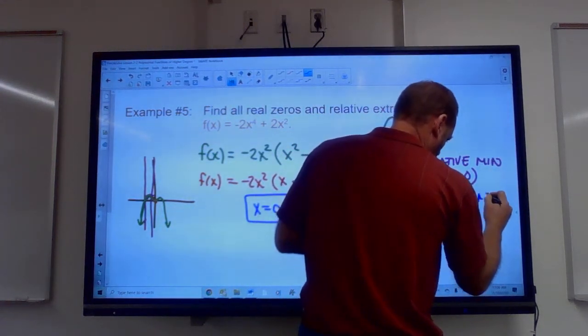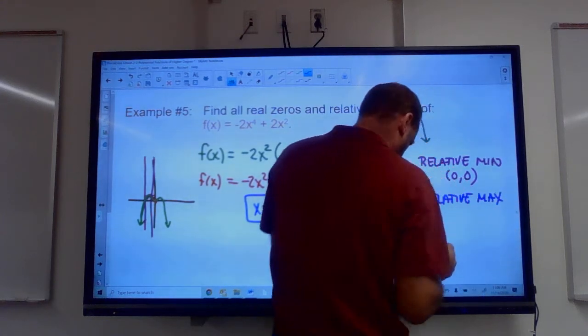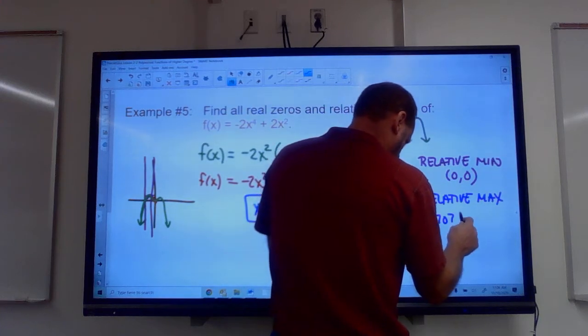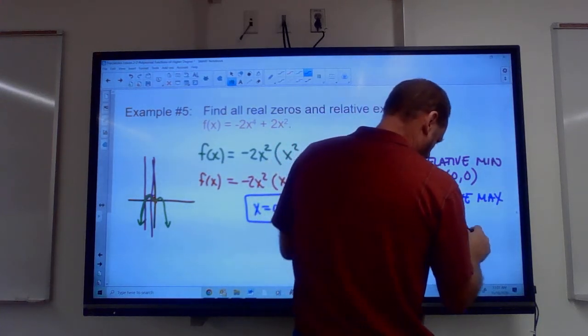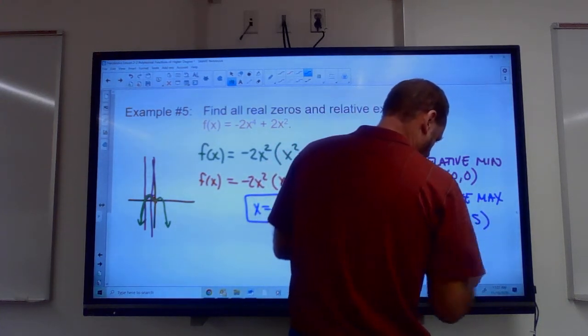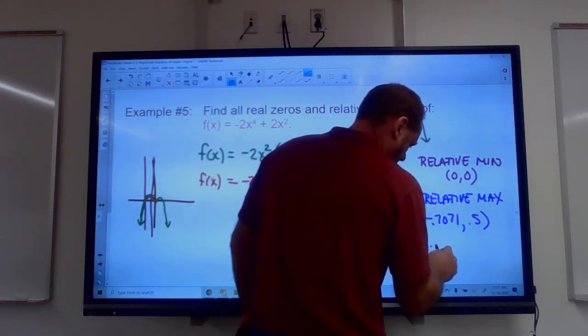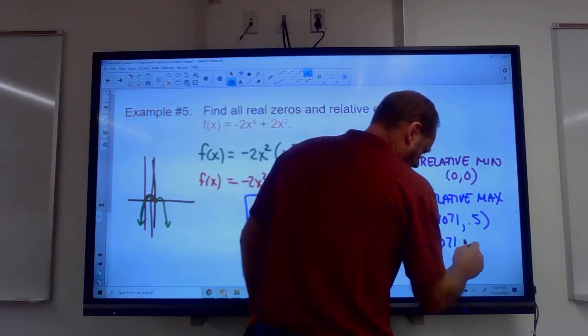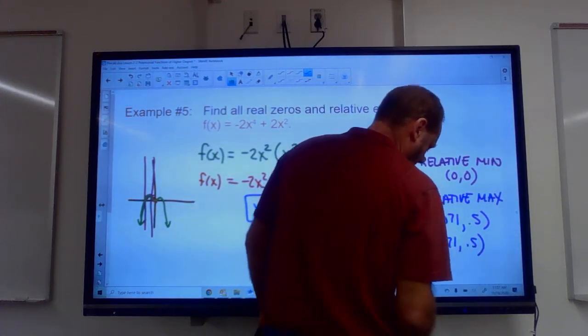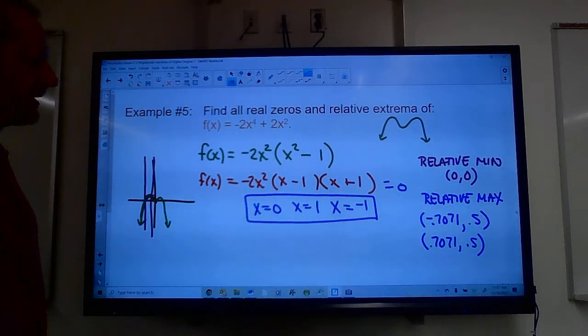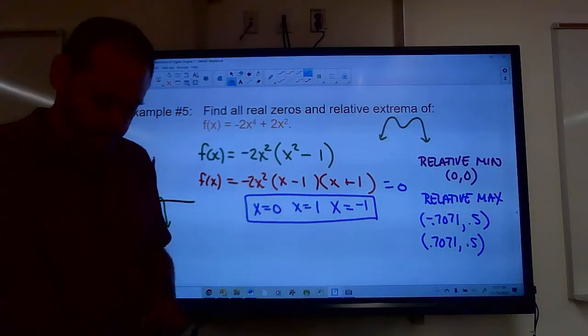It says this thing has a relative maximum at negative 0.7071. And the other one, since this is going to be symmetric, is going to be there. You can double check this if you want, but you have to start over. So I've got my relative mins and my relative maxes.